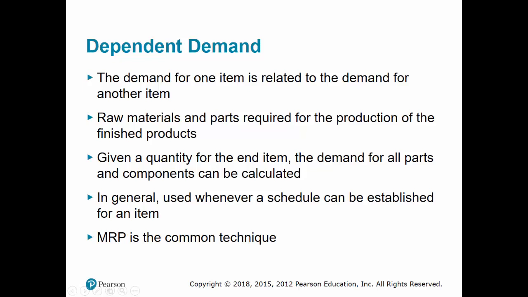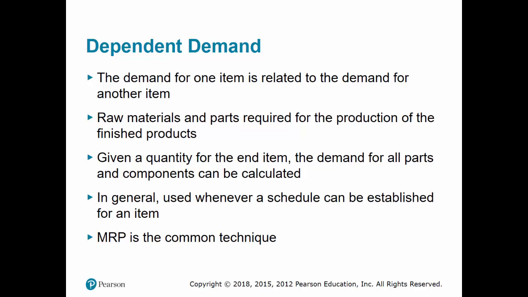Okay, the next topic is called material requirements planning, and we use this methodology for answering those two fundamental questions: how much to order and when to order for raw materials and parts required for the finished item. So these are called the dependent demand items. The demand for an item is related to the demand for another item. So this demand is dependent on some other item's demand.